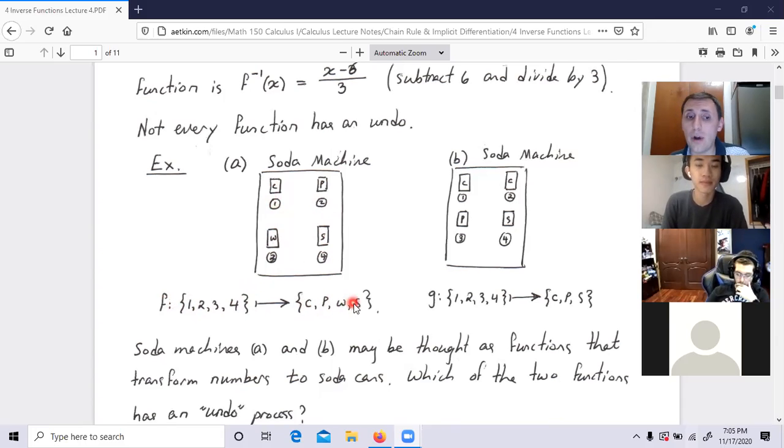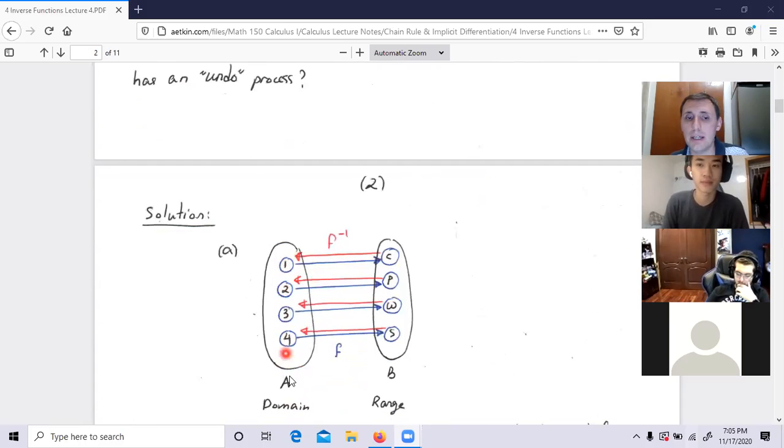Okay? Now, I can depict this machine. Here is the domain set A. Here is what happens. 1 is transformed into Coca-Cola. 2 is transformed to Pepsi. 3 is transformed to water. 4 is transformed to Sprite. Good? What is the inverse operation going to do?